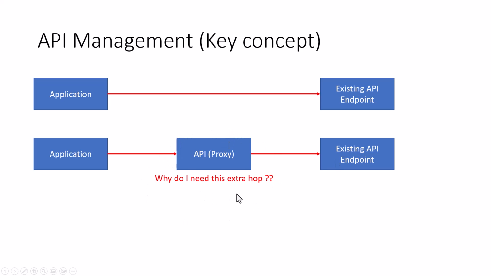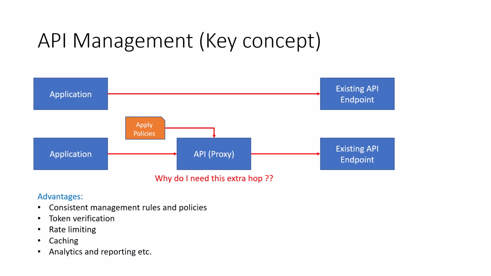So why do I need this extra layer by using the API management? The reason is because we can apply policies in this API proxy layer. And by applying policies, we can make this into an enterprise-grade application. Some of the advantages of applying policies: you can have consistent management rules and policies. You can have rate limiting, you can have caching, and so on.